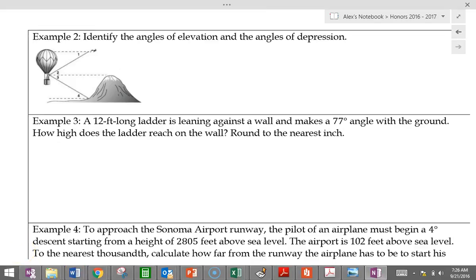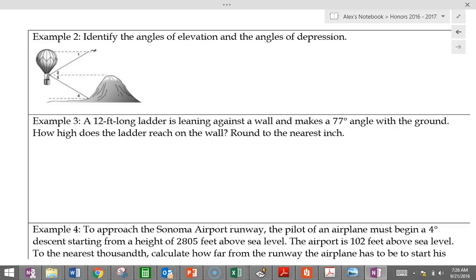Hey guys, today's our last day of notes for all of Unit 2. We're just going to finish up 2C. Now, 2C again is applications of trig ratio. So really all we're doing is word problems.